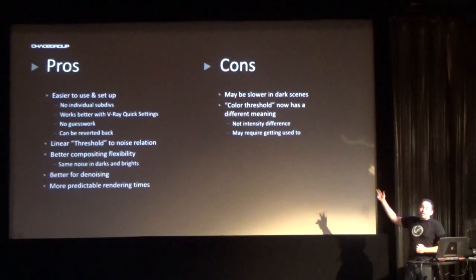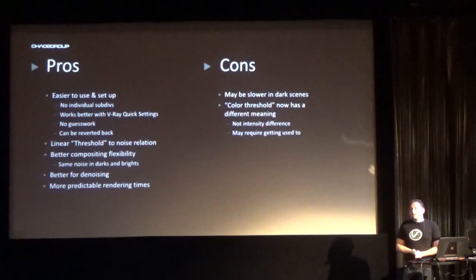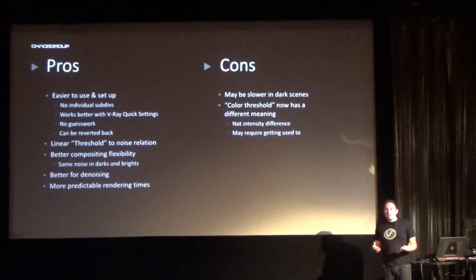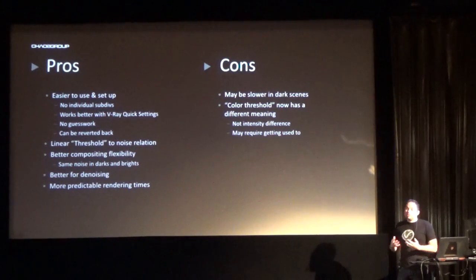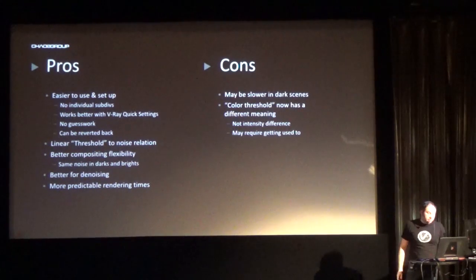The color threshold now has a different meaning. It's not intensity-based, it's a variance-based thingy. The variance actually is a statistical term. It's a little bit more vague. It may take some getting used to. So you have to think about it in a different way.